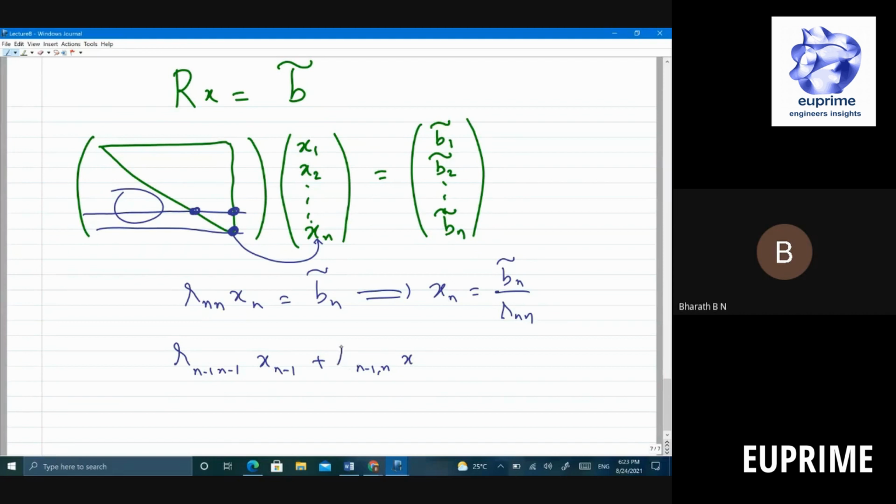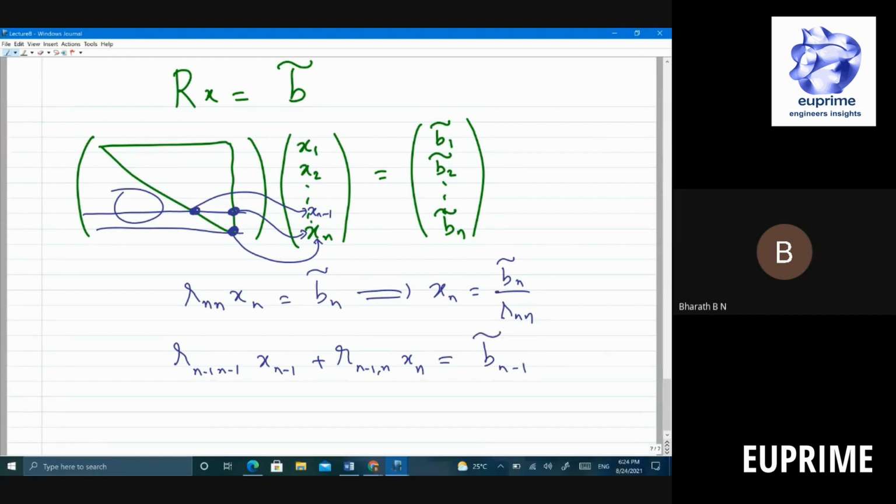This is R_{n-1,n}, which gets multiplied by x_n, and this gets multiplied by x_{n-1}, and this gets multiplied by x_n. That is equal to b_{n-1} tilde. Now, how do you solve this?